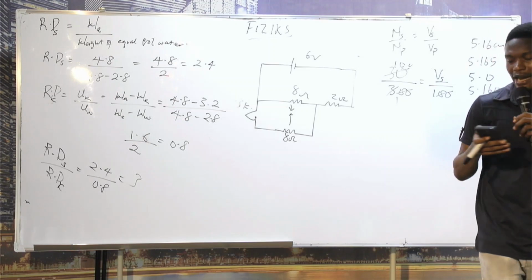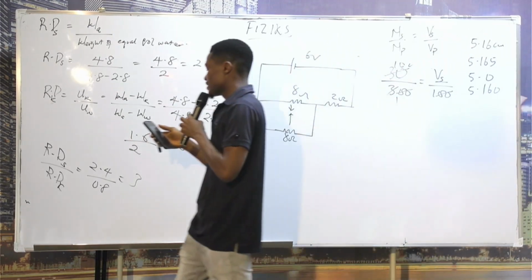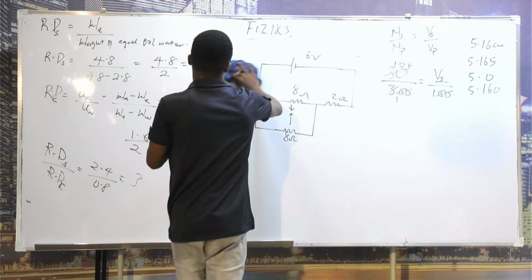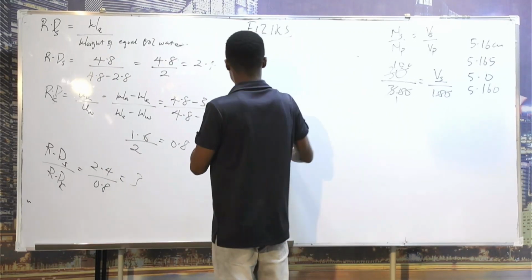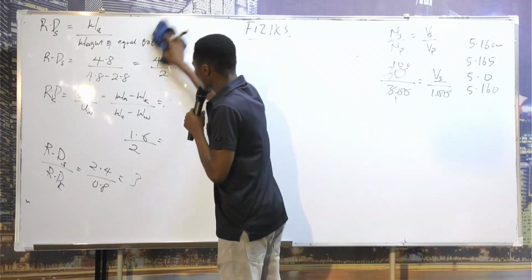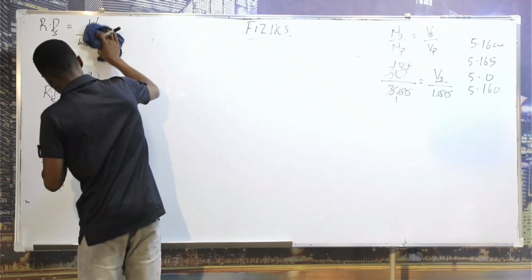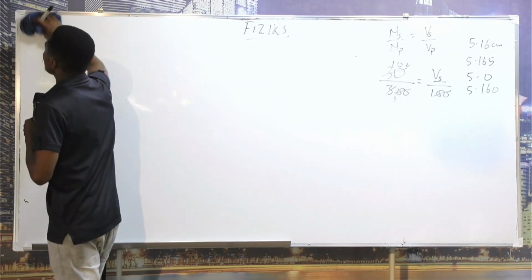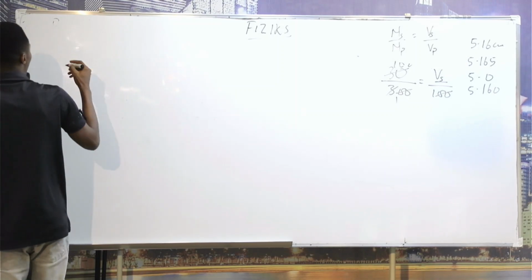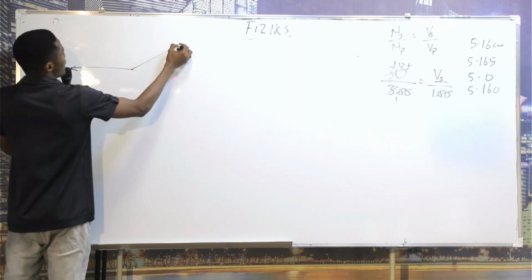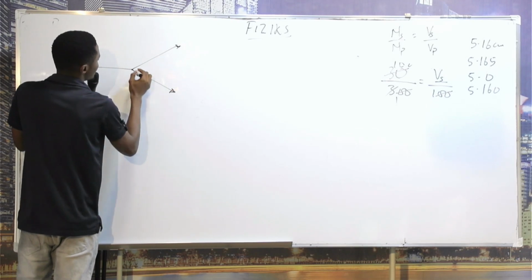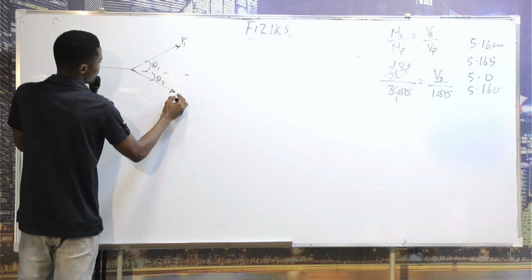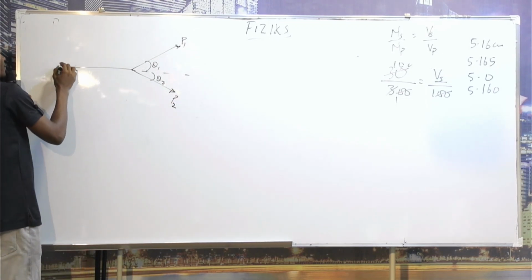Now, next question. Look at that diagram there. They said, consider the 3 forces acting at O in equilibrium. Which of the following statements are correct? So let's see how we can solve that. Okay, so look at what I have: theta 1, theta 2, P1, P2, P3.